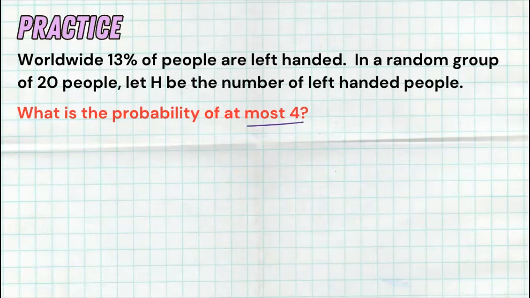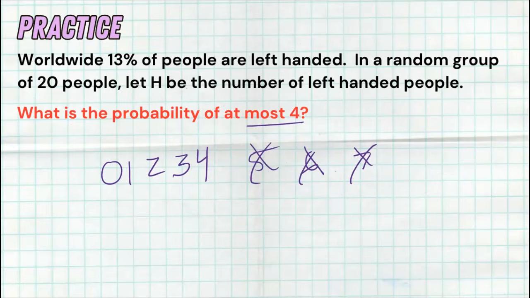That means 4 or less. That'd be 4 or 3 or 2 or 1 or 0. That's the probability of at most 4. I do not want 5. I do not want 6. I do not want 7. I do not want 8.